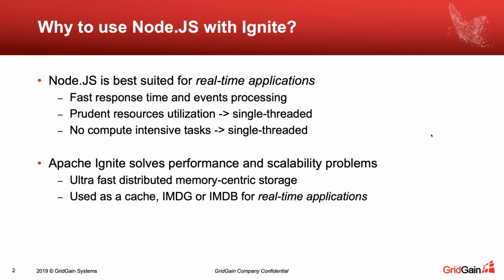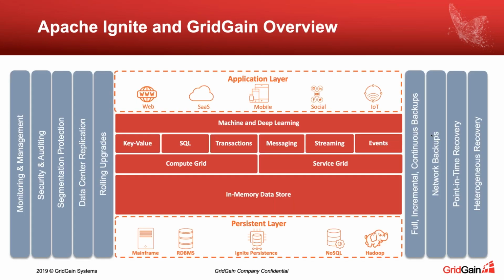The reason why it works this way is that Ignite comes with ultra-fast distributed memory-centric storage. And as I already mentioned, it can be used in different flavors. The simplest flavor is a memory cache, or more sophisticated deployment scenarios, such as a memory data grid or a memory database. So let's quickly jump to the next slide. For those of you who are not familiar with Apache Ignite, I just want to spend 3 or 5 minutes of your time briefly covering what Apache Ignite looks like.